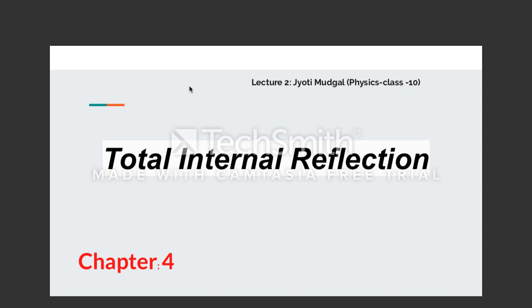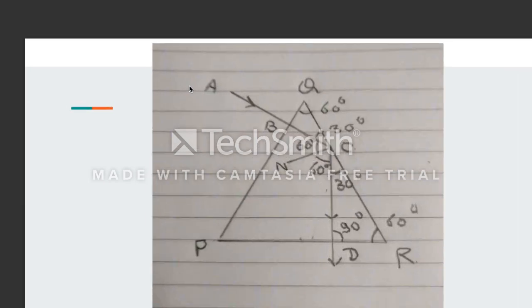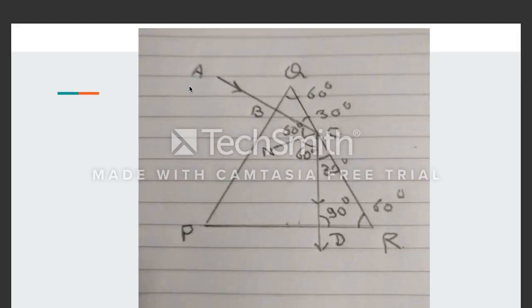We have a few very important ray diagrams which I'll be discussing in today's class. Let's start with the first one, students. Here it is. We have an equilateral prism. An equilateral prism is exactly the same as an equilateral triangle. Each angle of the triangle is 60 degrees, right?